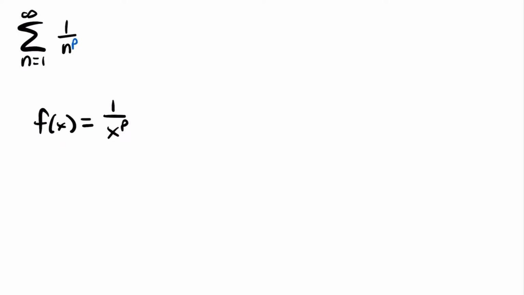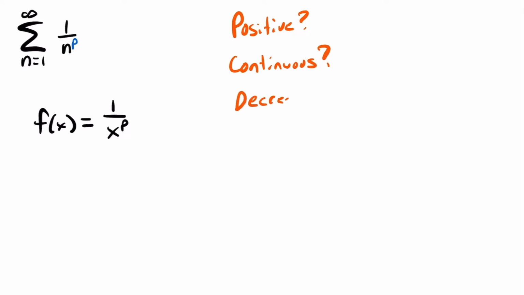And then what we do for the integral test for this function is test 3 different requirements, and if they are all met, then we can take the integral of our function from 1 to infinity and solve it to see if it converges or diverges, and that will tell us if our series converges or diverges as well. And so the 3 requirements that we need to check are, is our function positive, is it continuous, and is it decreasing? And this is all for the values of x from 1 to infinity, right? Those are the values of n that our series is defined for, and so those are the only values of x that we need to check for our function.